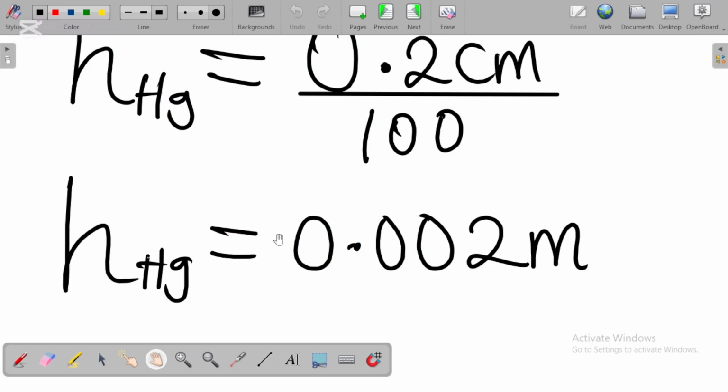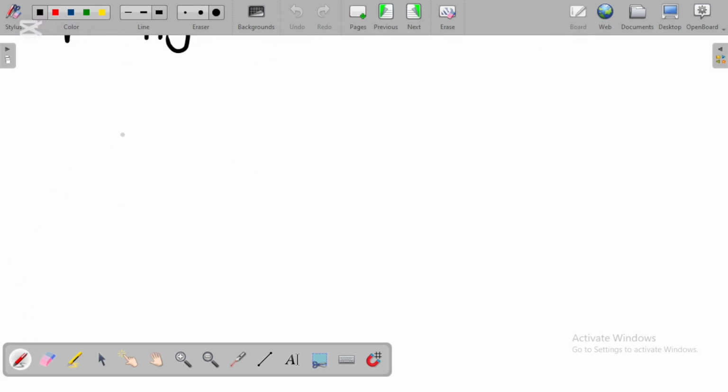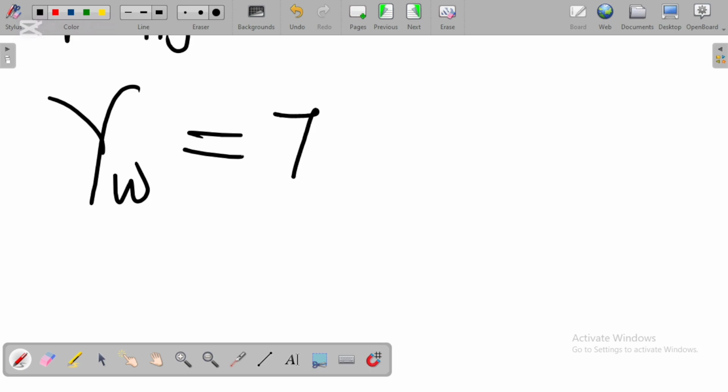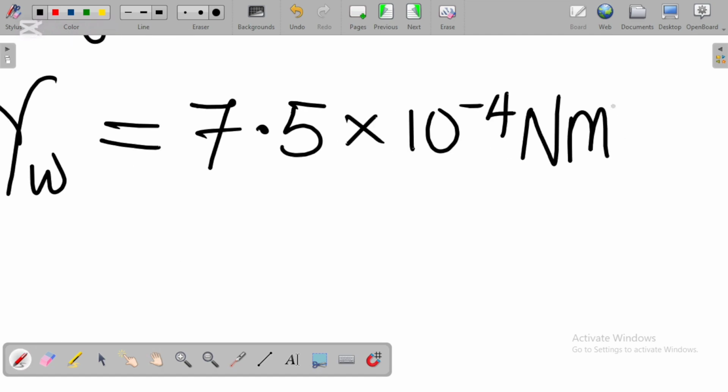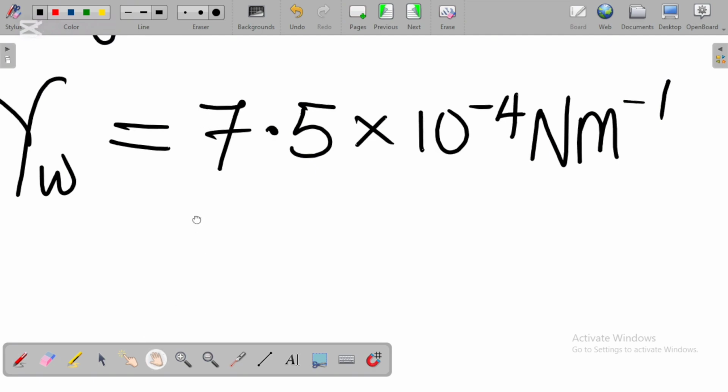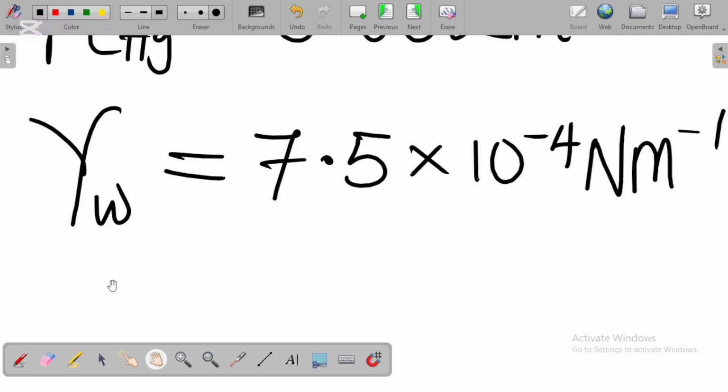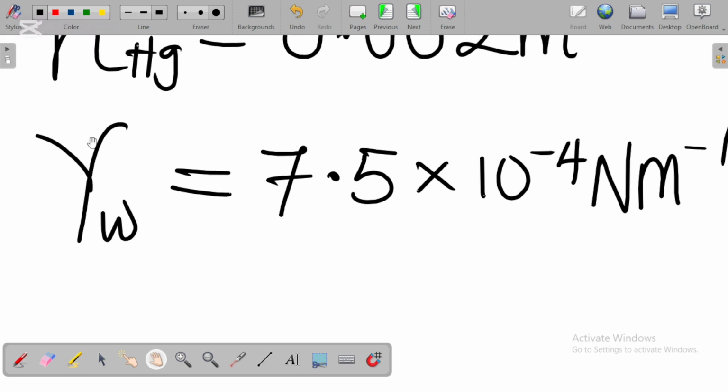So let's write it down. Surface tension is written like this. The surface tension of water is equal to 7.5 times 10 raised to the power negative 4 Newton per meter. This is gamma, and gamma represents surface tension. The W here is the subscript which represents water. So this is the surface tension of water.